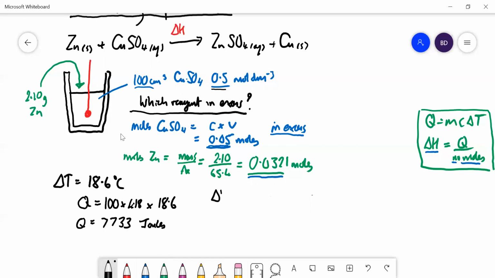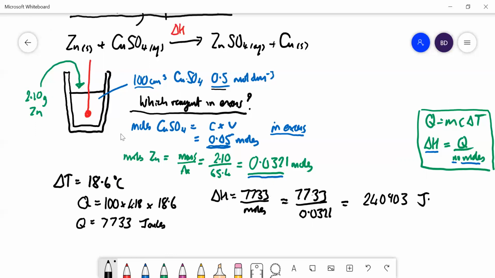So delta H is going to be equal to 7,773 divided by the number of moles. And the number of moles is, of course, 0.0321. And that gives us an answer. If you put it in your calculator, it will give you this number, 240903 joules. We need to convert that to kilojoules, and bearing in mind we'll give our answer to three significant figures, it's going to be 241 kilojoules. And then last but not least, don't forget that it is going to be minus, because it is exothermic.